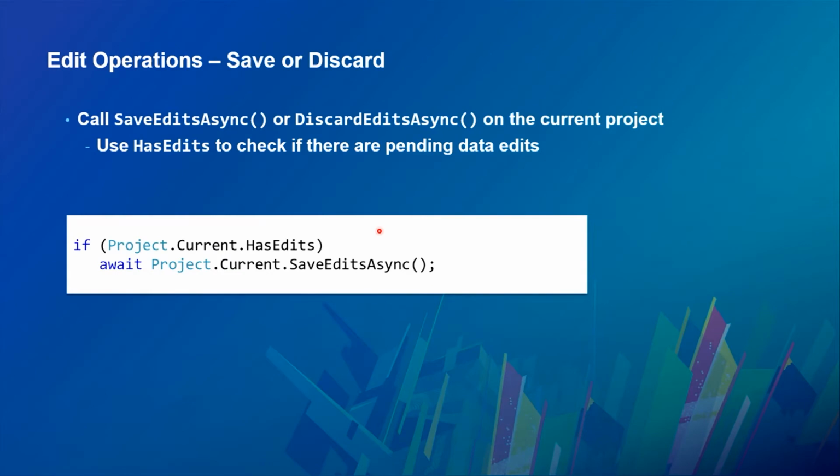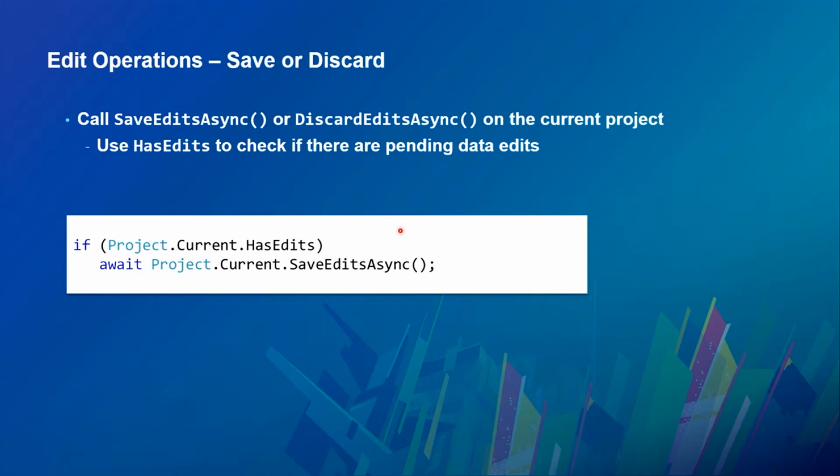All right. Once you've done all the edits, you can save them, or you can just leave it up to the user to save the edits if they like. But to call save and discard, you're basically calling save edits async. It's an asynchronous method, or discard. And that's done from the project level. So project is a static class, and save edits async.